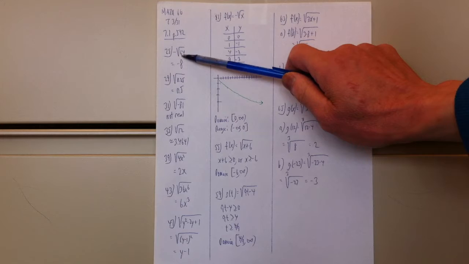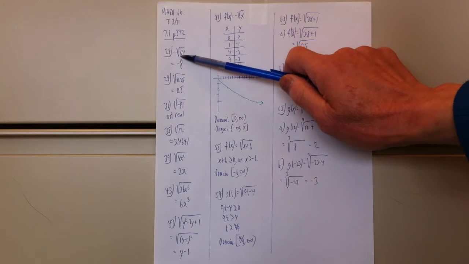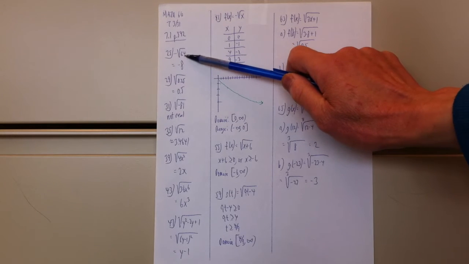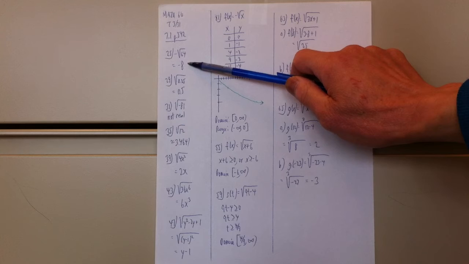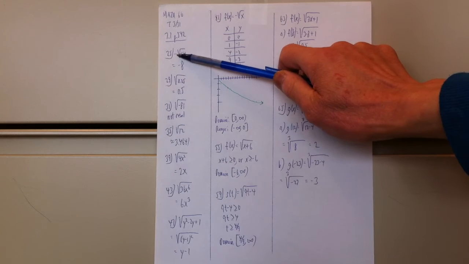This section is on square roots and radicals. Problem 25, negative the square root of 64. The negative means your answer is just going to be negative. The square root of 64, you're really asking what number times itself will give me 64. That, of course, is 8, so the answer is negative 8. The negative because there's a negative over here.